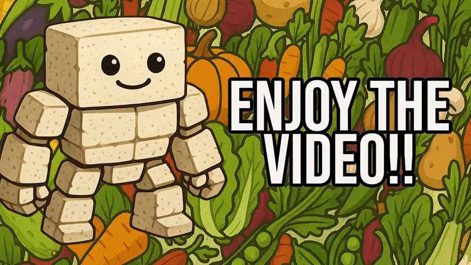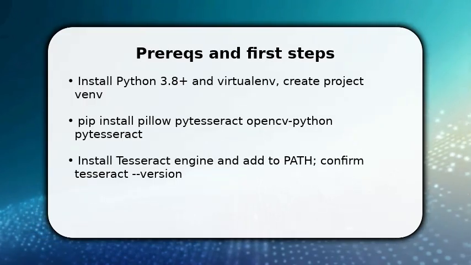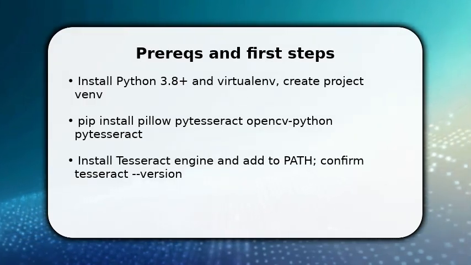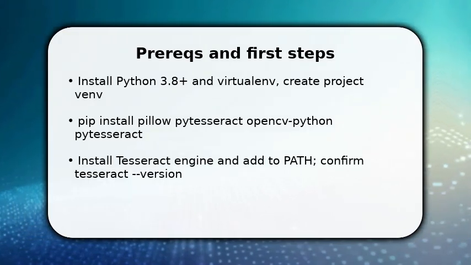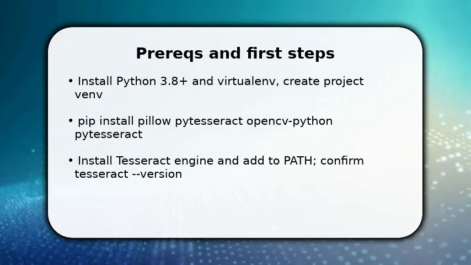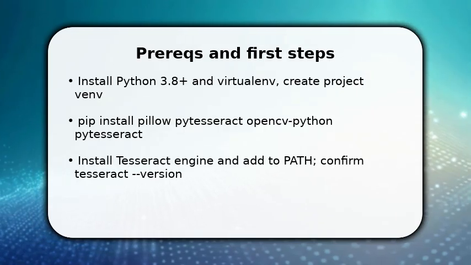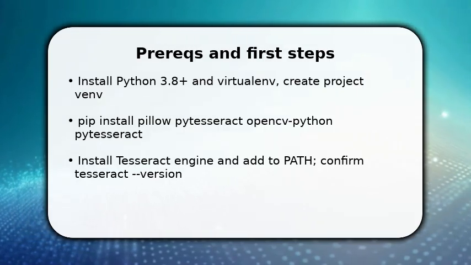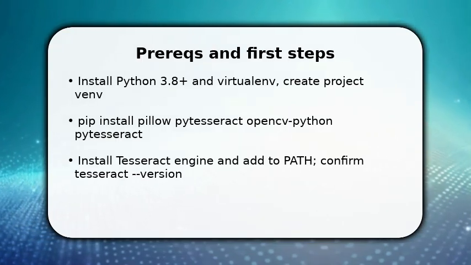Please enjoy the video. You start by ensuring the essentials are ready: Python, a virtualenv, and the Tesseract OCR engine. Once installed, create and activate a venv so dependencies don't pollute system Python. Then pip install Pillow, OpenCV, and Pytesseract. These let you load images, preprocess, and call Tesseract. Make sure Tesseract is on path and call tesseract --version to verify.